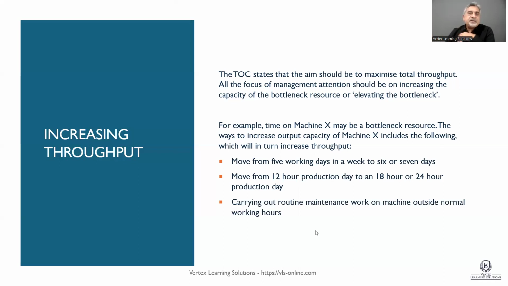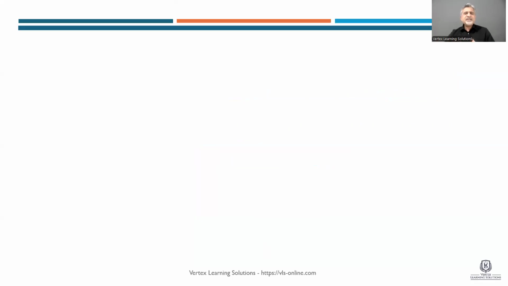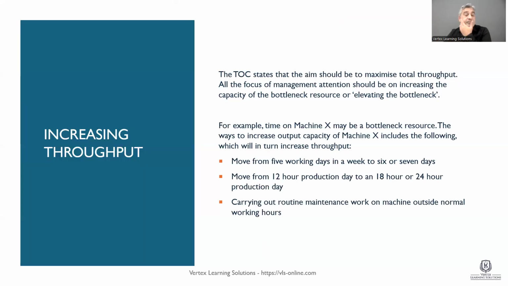Carrying out routine maintenance work, which means that you do not let that machine break down. So you carry on routine maintenance so that everything goes in place. These are just a few measures. Alternatively, you can increase the capacity. You can bring in a new machine there.